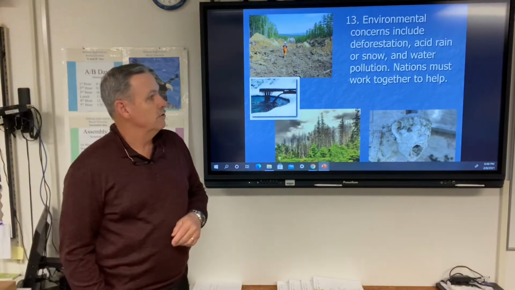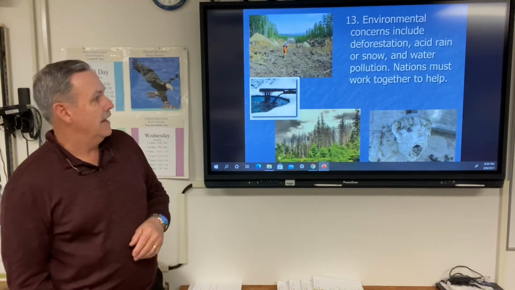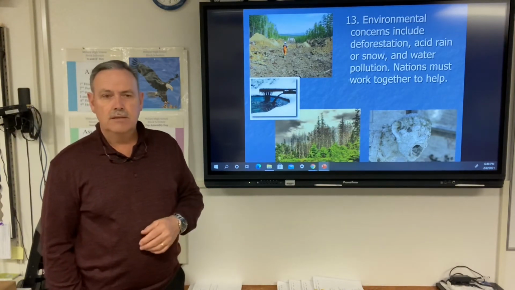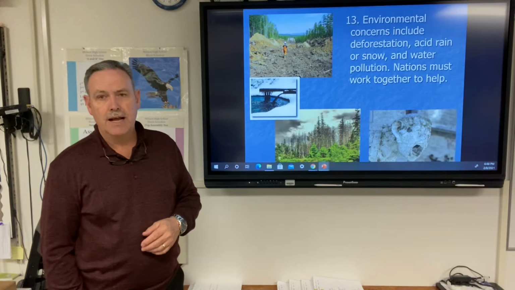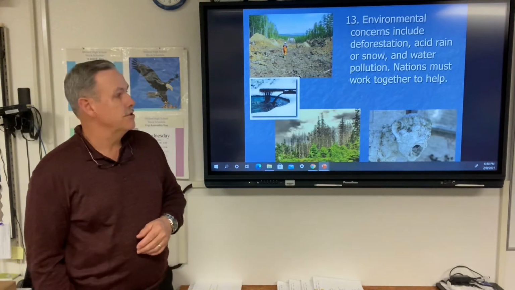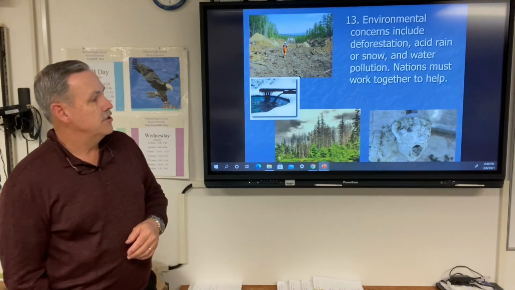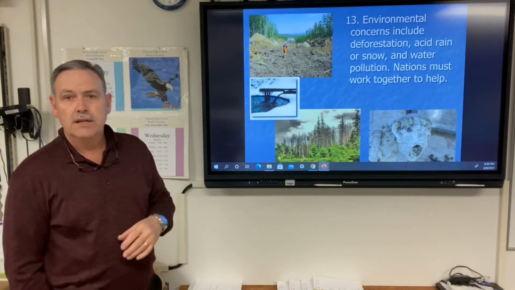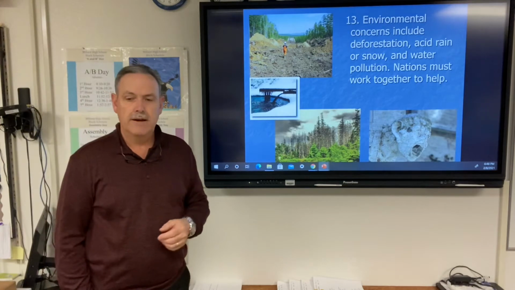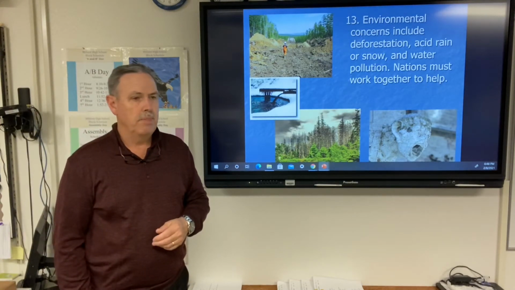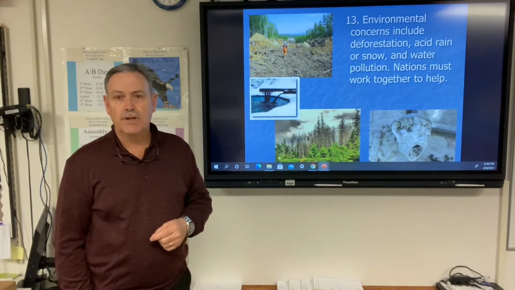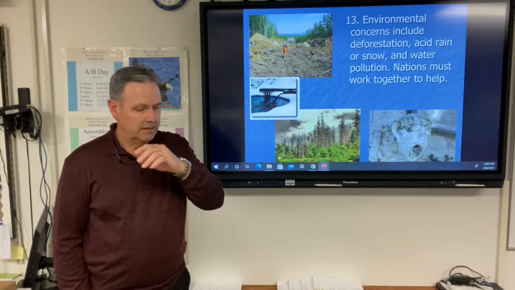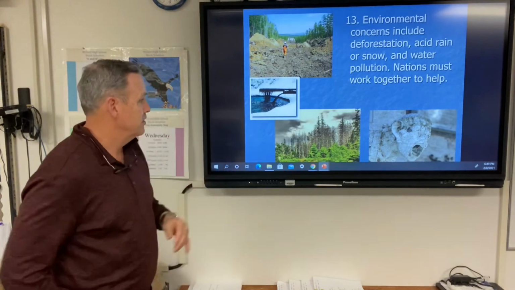Environmental concerns include deforestation, which we've talked about, acid rain or snow, water pollution. Some of these, again, are problems with a lot of countries that have to worry about these major concerns. The nations in Europe especially, because the nations aren't that big compared to the United States or China or Canada, Russia, for example. So these nations must work together to help with the pollution and the problems that they might face through some of these issues.